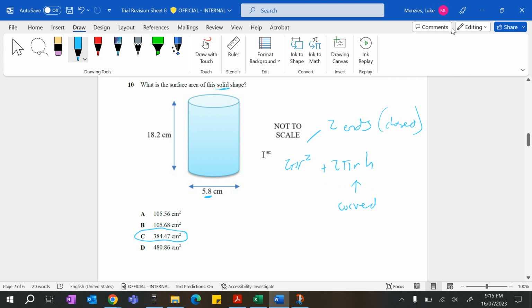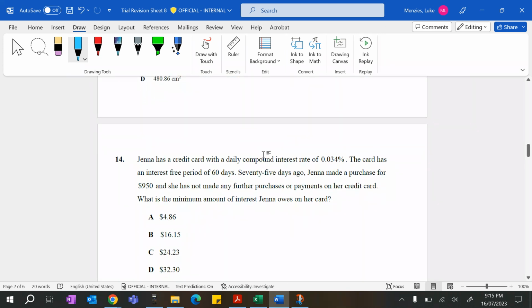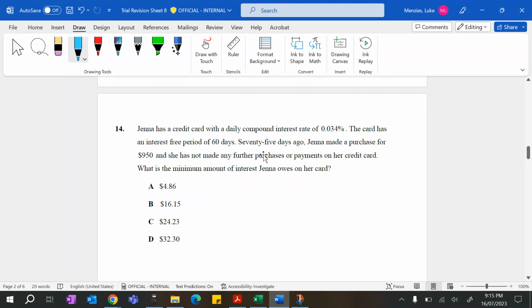All right. So let's keep going. Oh, credit cards. We haven't done credit cards for a while. Jenna's credit card with daily compound interest rate of 0.034%. The card has an interest-free period of 60 days. 75 days ago, Jenna made a purchase for $950, and she has not made any purchases or payments on the credit card. What's the minimum amount of interest?